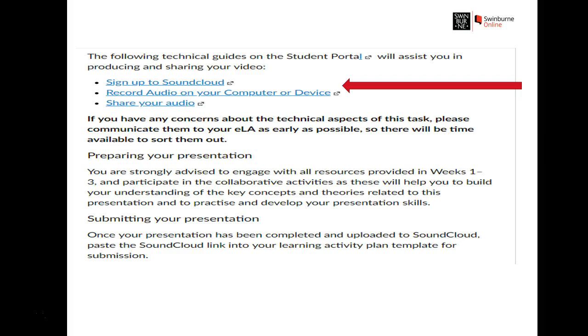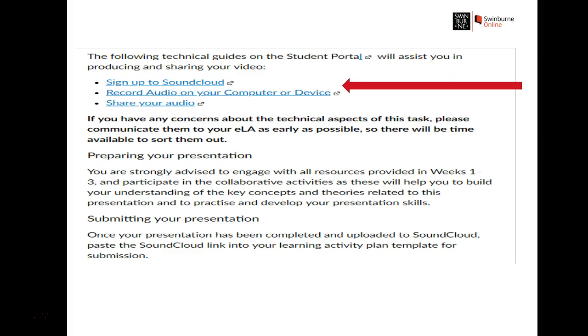That's really important. Once you have completed and uploaded your SoundCloud, you need to paste the SoundCloud link into your learning activity plan template for submission. We don't need that as a separate thing. We need it as a link on your learning activity plan. You will see there is a spot on the learning activity plan for the URL link. So please make sure that you do that.